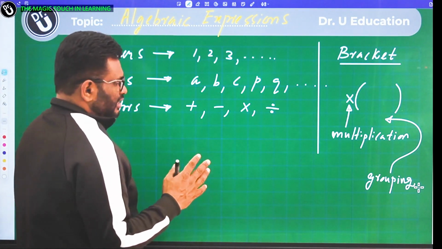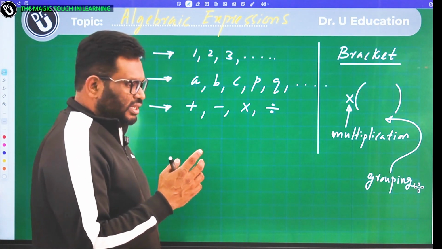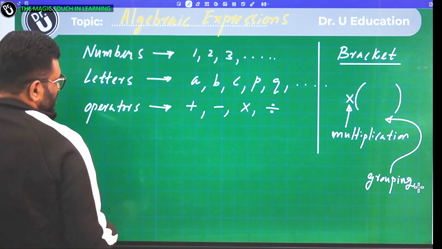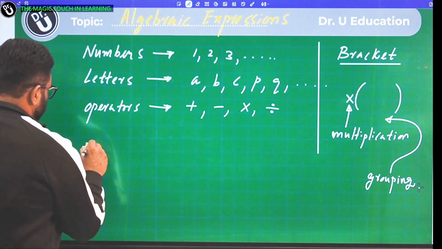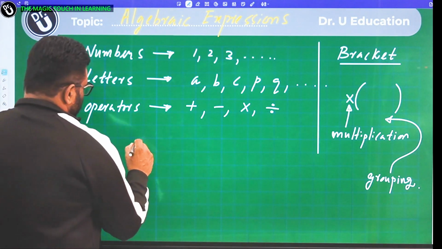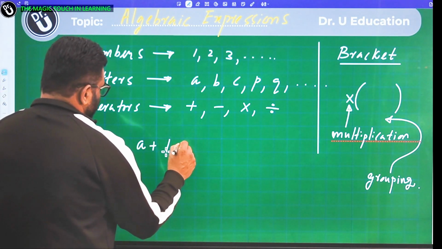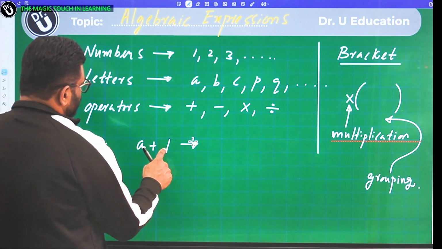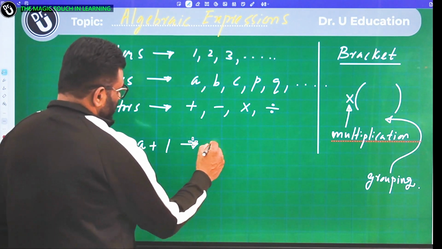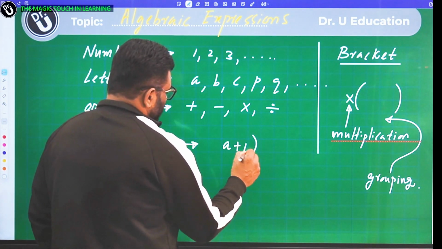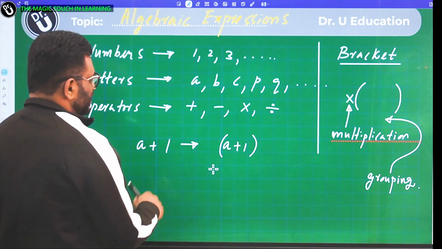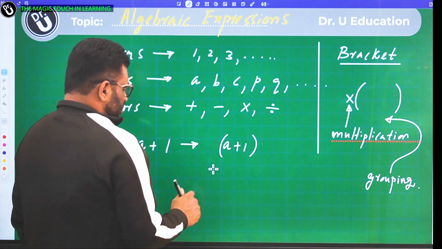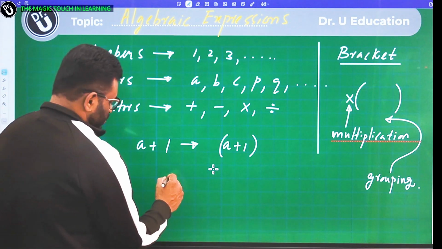Now we will understand how to make an expression, right? You can make expressions by combining letters, numbers, operators and brackets also. For example, a plus 1. If you look into a plus 1, a is a letter, plus is an operator, 1 is a number. So, this is an expression. If you want, you can write a plus 1 inside the bracket as well. What do you mean by inside the bracket? You are going to group it. You consider these two as a group.